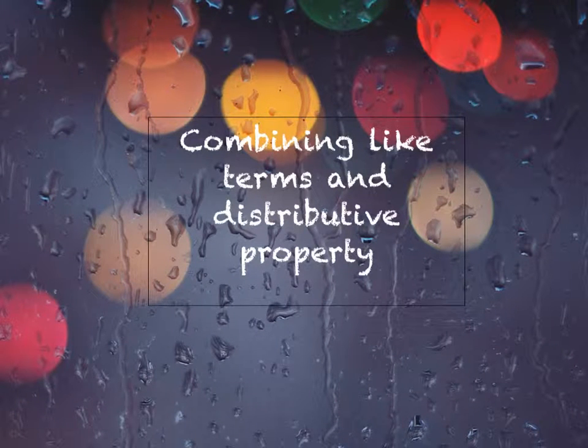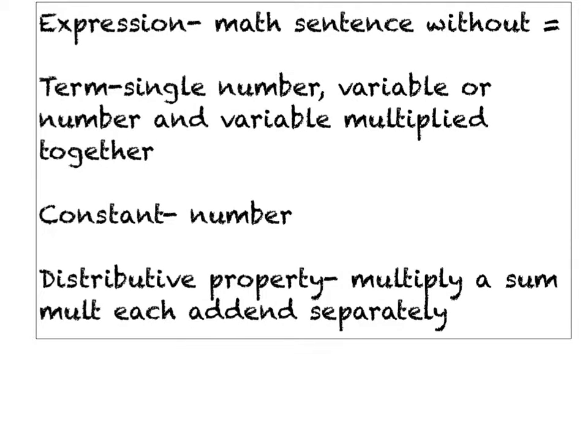Okay, so today we're going to be talking about combining like terms and distributive property. The couple of terms that we're going to be talking about, first of all, is an expression. An expression is a math sentence that does not have an equal sign. We will be talking in the future about one with an equal sign, which is going to be called an equation.